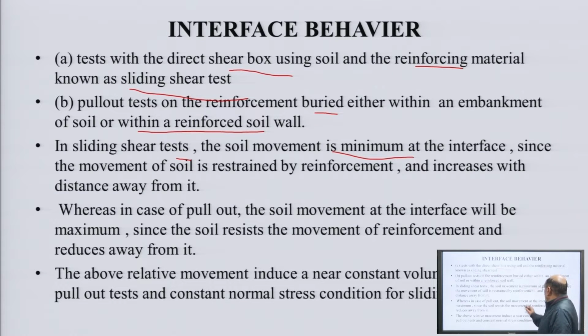So, it is very important. The soil movement is a very minimum at the interface, since the movement of soil is restrained by the reinforcement and increases with the distance away from it. Whereas, in case of pull out, the soil movement at the interface will be the maximum, and since soil resists the movement of reinforcement and reduces away from it, the above relative movement induces a near constant volume condition for the pull out test and constant normal stress condition for the sliding shear test.